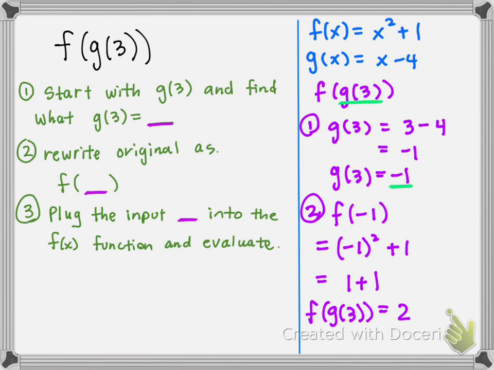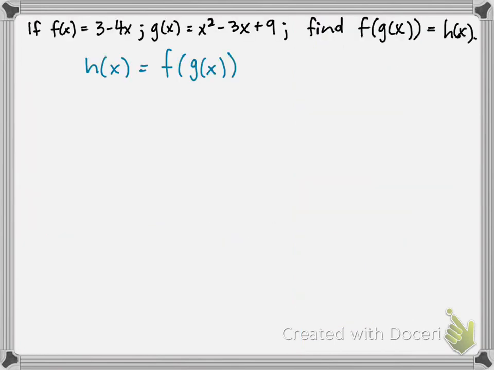Now let's do it with some letters. So, say for example, I had f of x equals 3 minus 4x, and then I had g of x, which equals x squared minus 3x plus 9, and I wanted to find h of x, which is f of g of x. Remember, that could also be written like this, f o g of x, and also we can use different groupings. So you might see sometimes it says f of g of x. Sometimes this is another form of grouping.